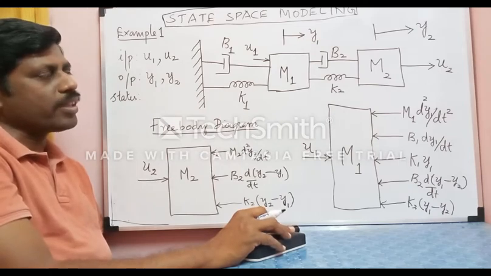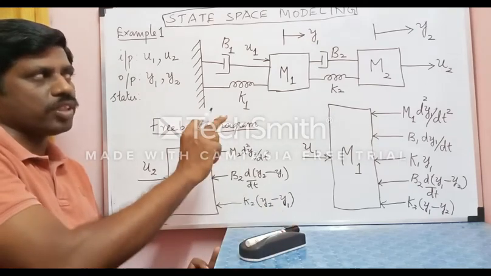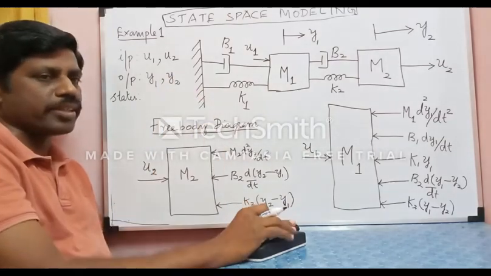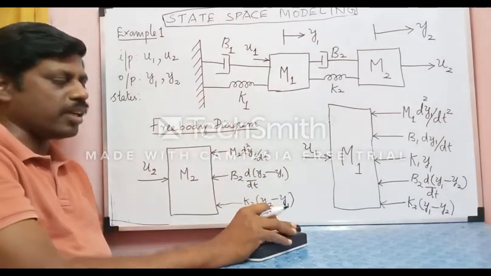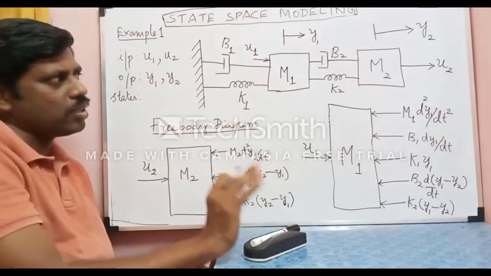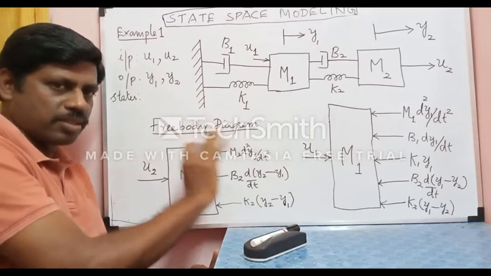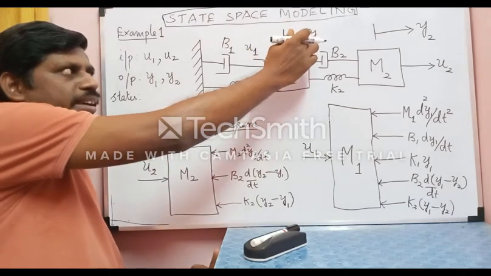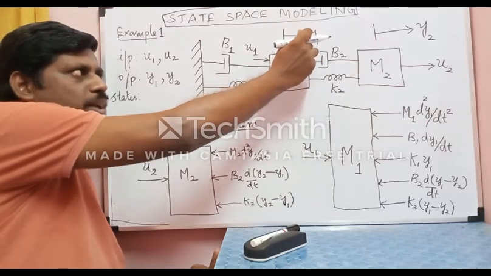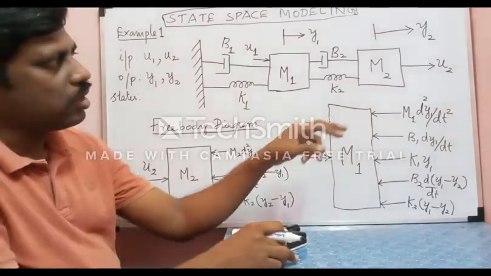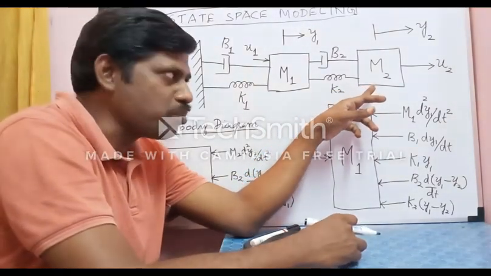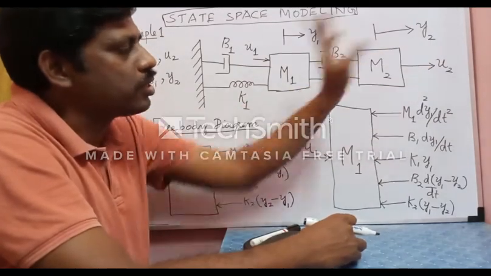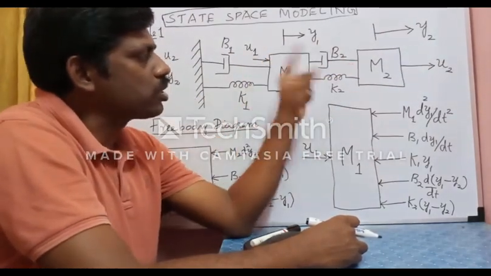Whereas the kinetic energy is half m v squared, as you might have studied, and therefore it is proportional to the velocity. So the energy stored in the mass itself depends on two quantities: the position or displacement, and the velocity. Therefore, if you take a mass, there are two states associated with the mass itself. The state variables associated with mass m1 are y1 and the corresponding velocity dy1 by dt. Similarly, the states associated with mass m2 are y2 and the associated velocity, dy2 by dt. So we now have four state variables.